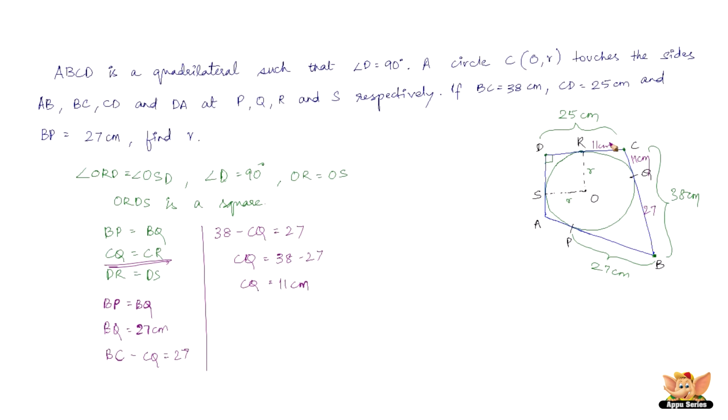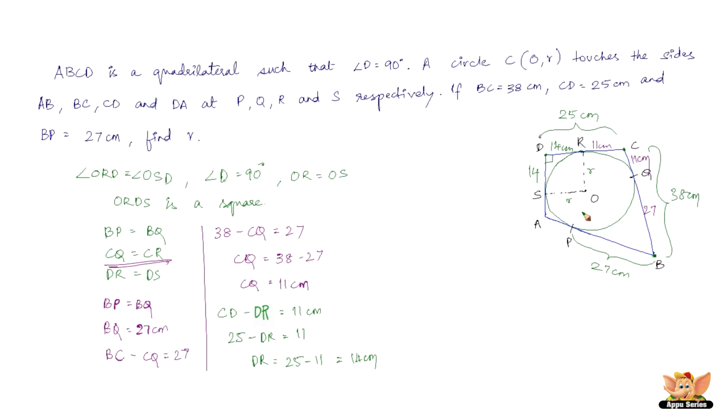And then we've got CD as 25 centimeters, right? So if CD equals 25 and CR is 11 centimeters, then CD minus CR gives DR. So 25 minus DR equals 11, so DR equals 25 minus 11, which is equal to 14 centimeters. Therefore DR is 14 centimeters; 14 plus 11 gives you 25. So if DR is 14, DS is 14 because DS is equal to DR, right?